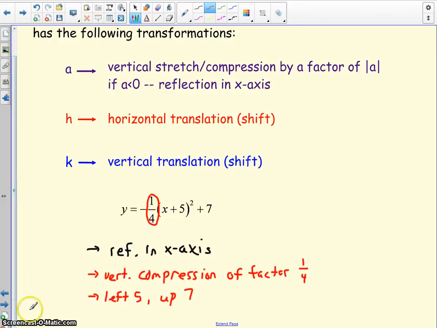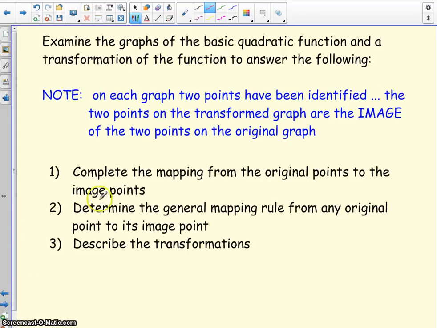Okay, so what we're going to try and do now is look at the basic quadratic function y equals x squared and a transformed version. We're going to look at the two graphs and try to find some rules for how we can create the new graph using the original graph.